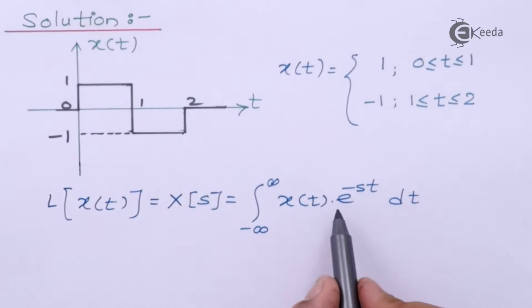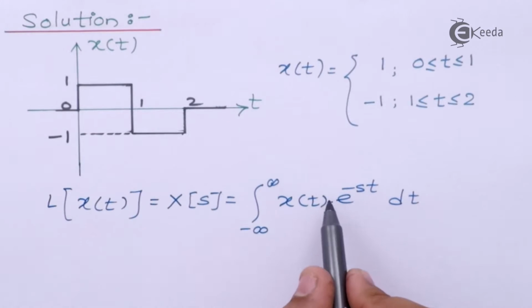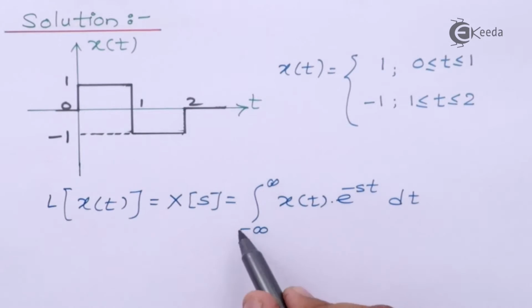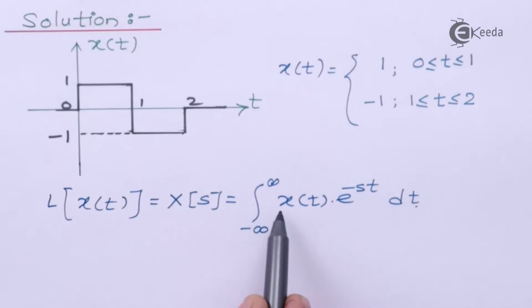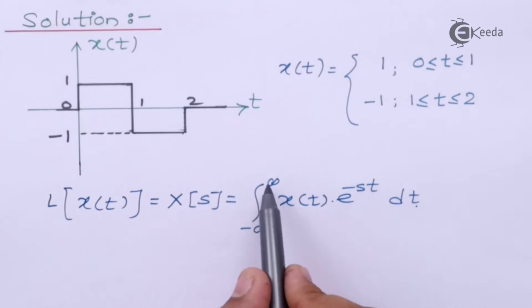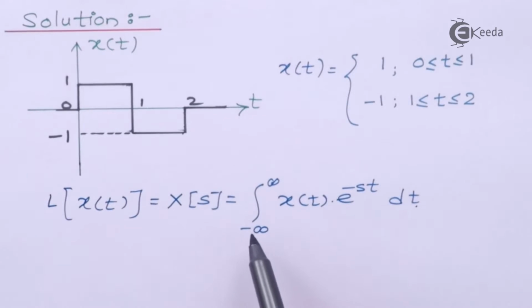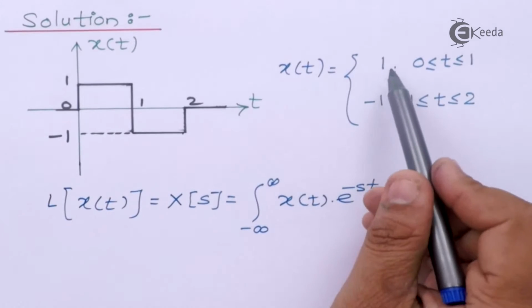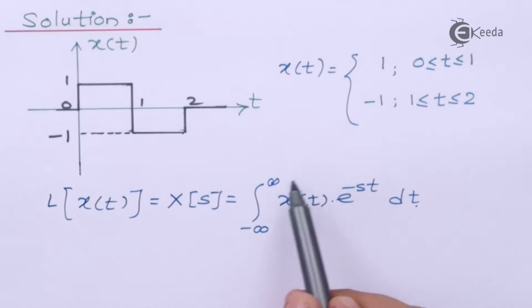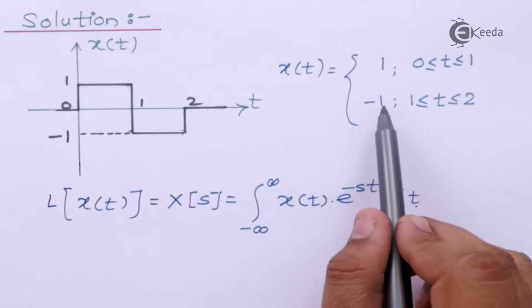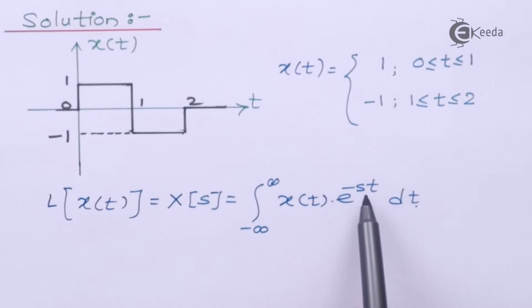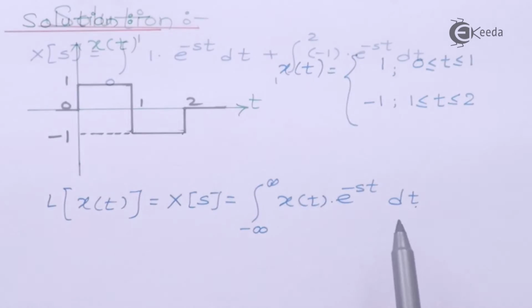This means we first find the product, and then we integrate over the range from -infinity to infinity with respect to time t. Now I'll substitute the values of x of t as well as the ranges. That is, 0 to 1, where the x of t value is 1, plus the next interval, 1 to 2, having x of t value -1, which we multiply with e to the power -st.